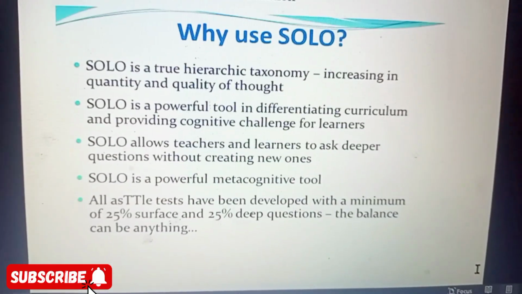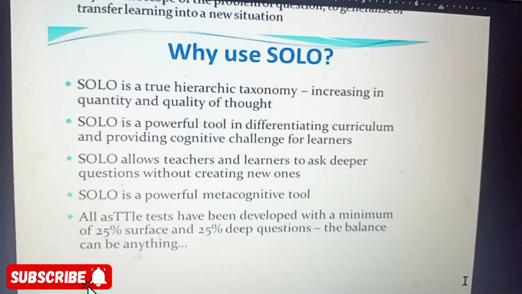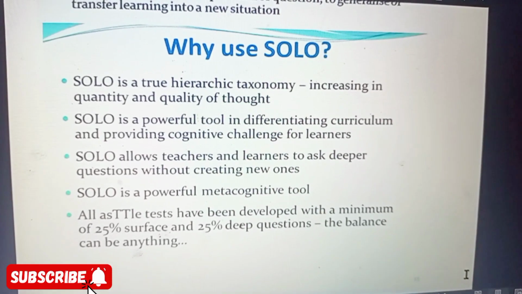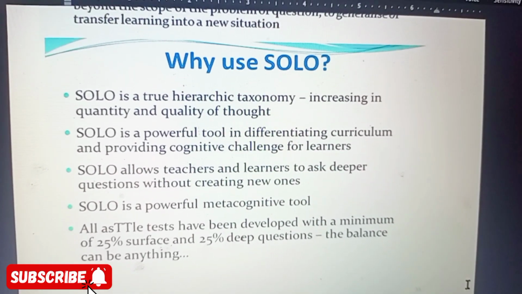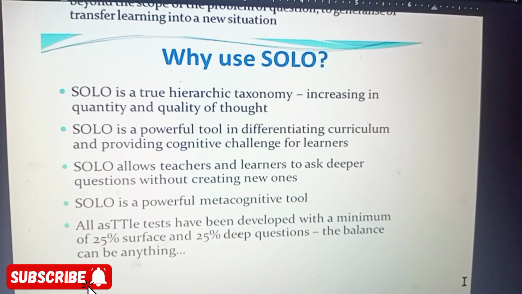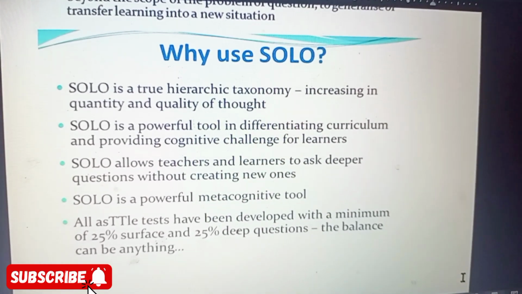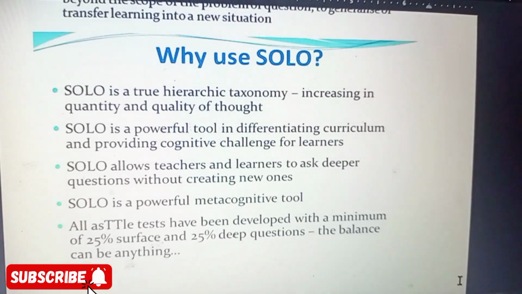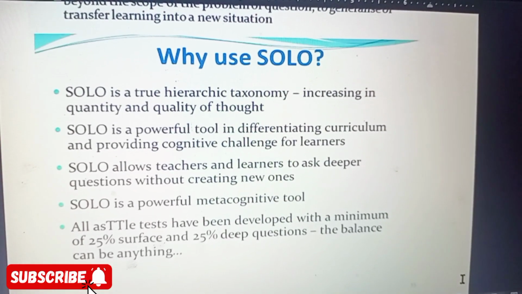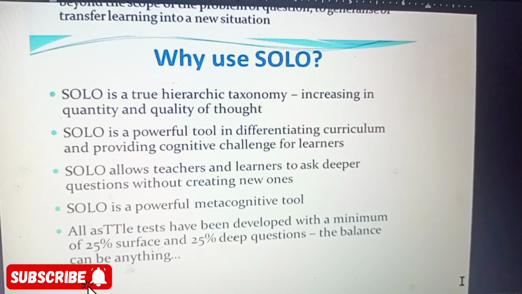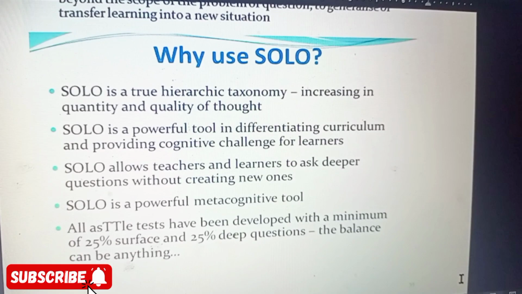Why use SOLO, or why not use SOLO? SOLO is a true hierarchic taxonomy, increasing in quantity and quality of thought. SOLO is a powerful tool in differentiating curriculum and providing cognitive challenge for learners. SOLO allows teachers and learners to ask deeper questions without creating new ones. SOLO is a powerful metacognitive tool.